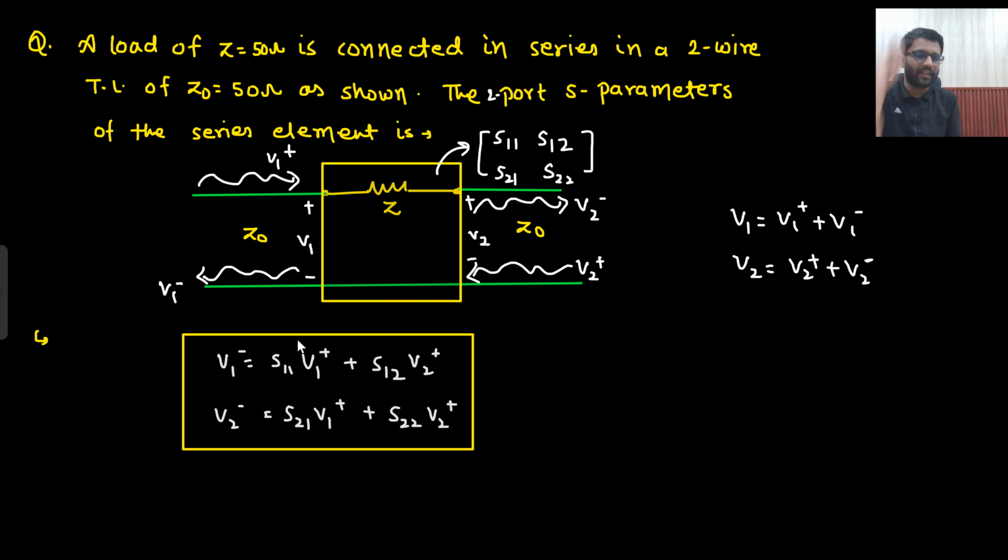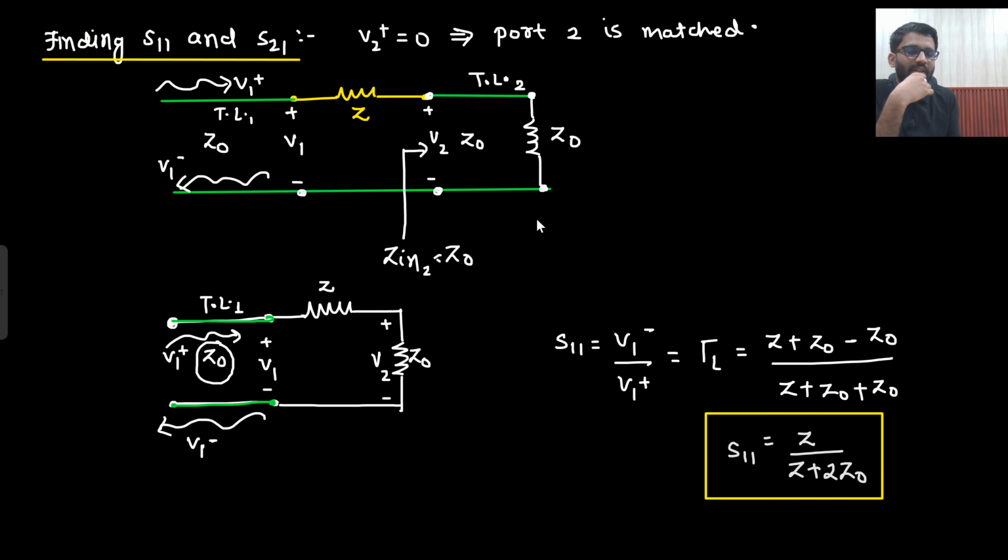One thing you know: just at the beginning of port 1 there is V1 potential, and just at the beginning of port 2 there is V2 potential. Then you need to find S11 and S21. That means you need to put V2 plus equals to 0. If you put V2 plus equals to 0, there will be no reflections by the load ZL. Here I will assume a load ZL. If there is no reflection, this has to be a matched load.